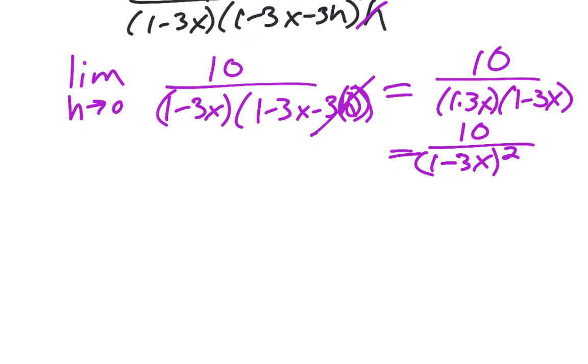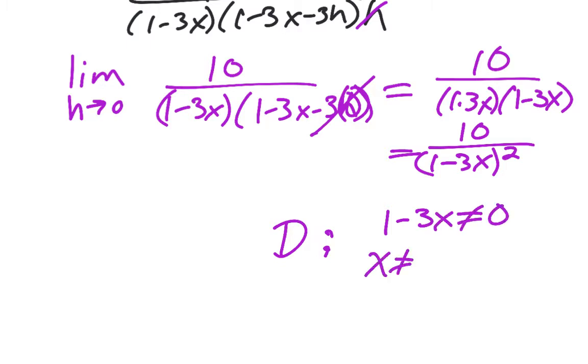And then, let's see what the domain has to be. The domain comes from your denominator and underneath radicals. There's no radical in this one. So it's the 1 minus 3x cannot equal 0. So x cannot equal 1/3 again. So it has the same domain.